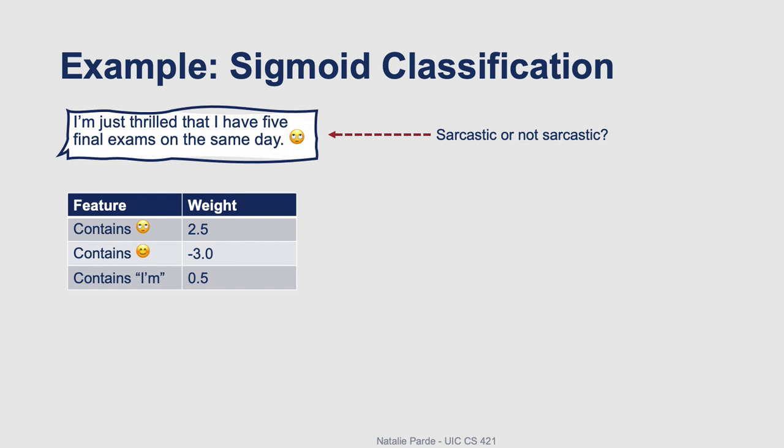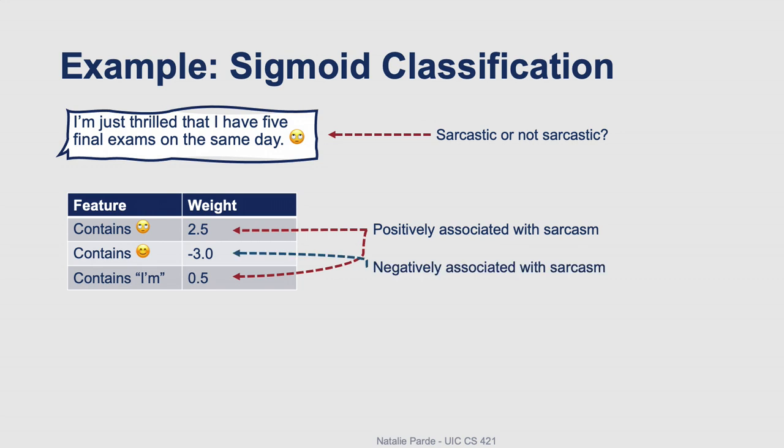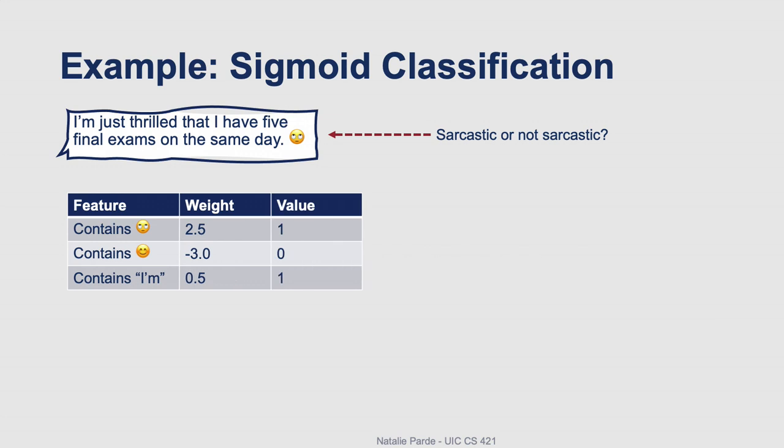These values mean that the first and third features are positively associated with our positive class, sarcasm, whereas the second feature is negatively associated with sarcasm. So we'll go ahead and compute our feature values for this instance. It looks like the instance contains the rolling eyes emoji, but not the happy face emoji, and it also contains the unigram I'm. Again, since we're working with a classifier that's already been trained, let's say that at some earlier time we determined that the bias would be set to 0.1.